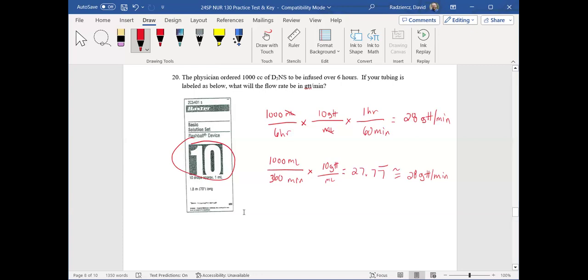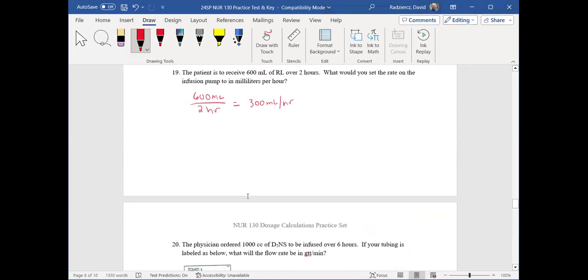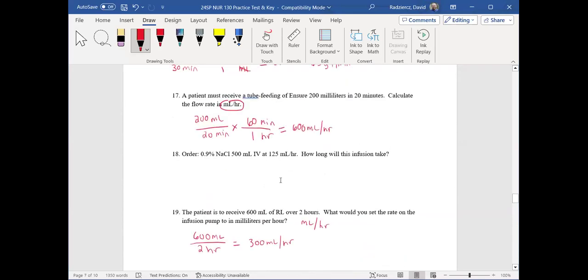All right, the last flow rate type question here is going to be this one, where we know the flow rate, but now we want to know how long it'll be flowing for. How long will it last?